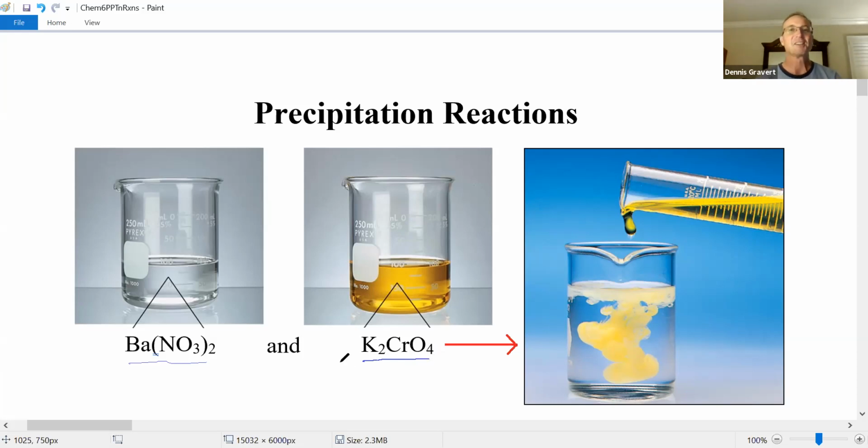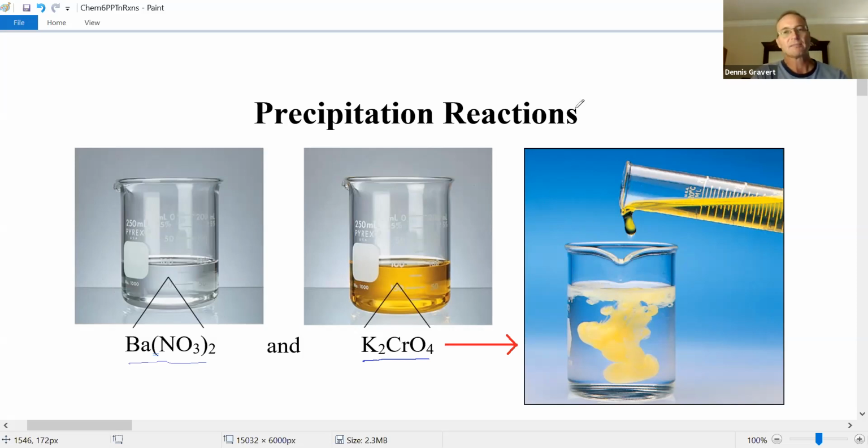Nitrate, chromate. Those are two examples of polyatomic ions that we need to memorize. I know, memorization. Anyways, take these two liquids. They're clear liquids. They have compounds dissolved in them, and you mix them together. So it looks like this graduated cylinder has a potassium chromate solution in it. And we're adding it to the barium nitrate, and you see this cloud form.